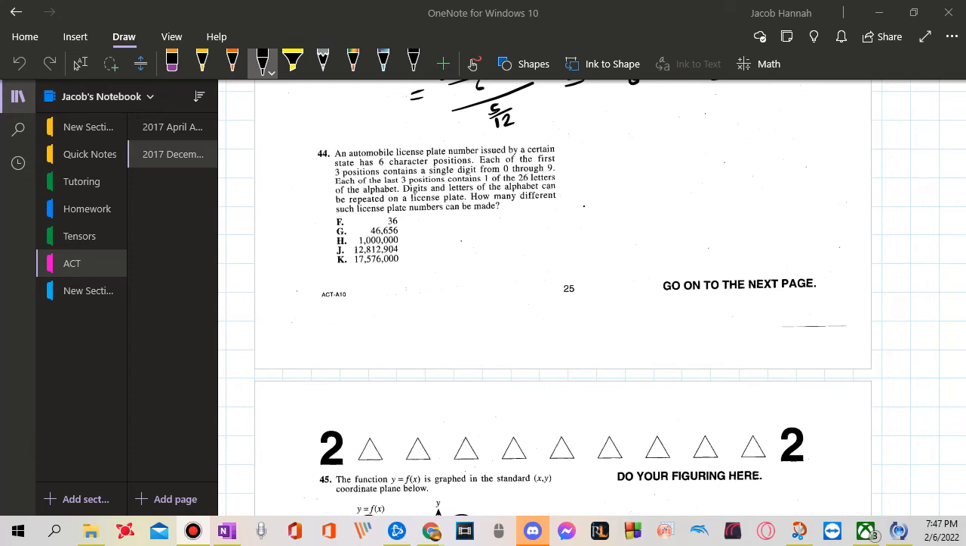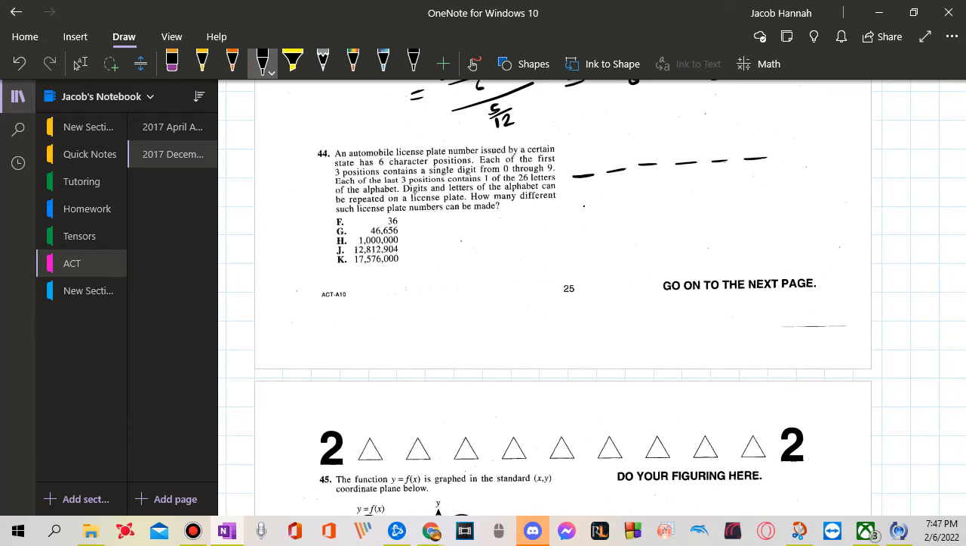So for this one, an automobile license plate number issued by a certain state has 6 character positions. Each of the first 3 positions contains a single digit from 0 to 9. Each of the last 3 positions contains one of 26 letters. So, alright, this one's kind of easy. How many different such license plates can be made? So, you have 6 character positions.